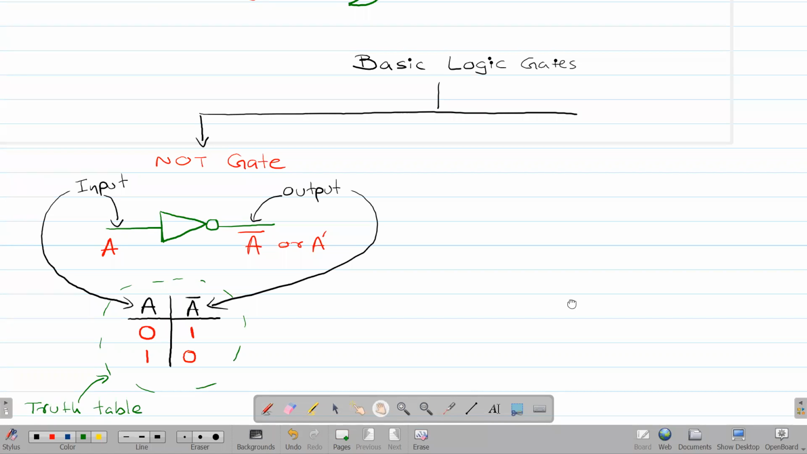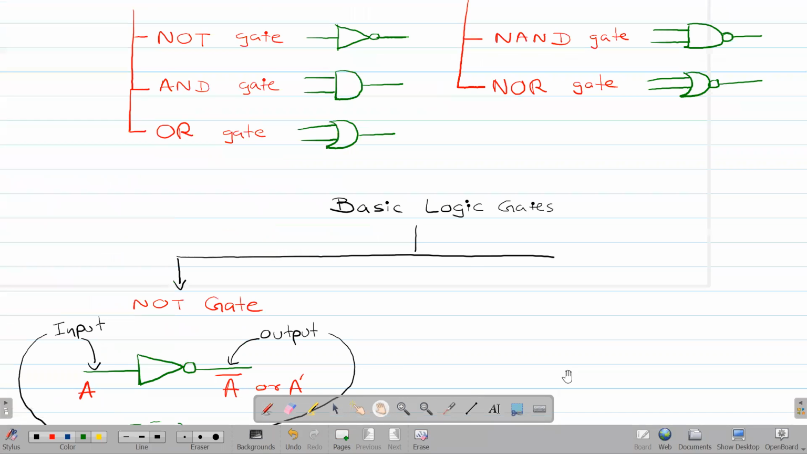Okay, so the second gate is the AND gate. Right, the AND gate. So how can the AND gate be designed? I told you the word AND ends with a D. So the AND gate is just like a capital D. And there is an output as well.